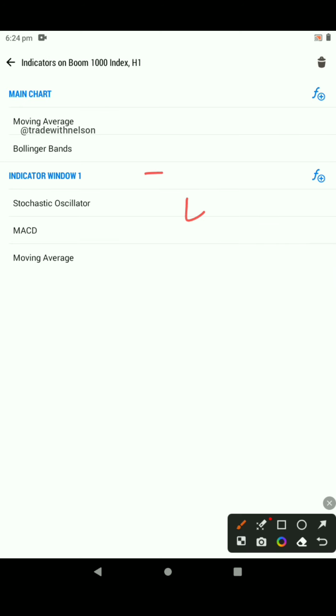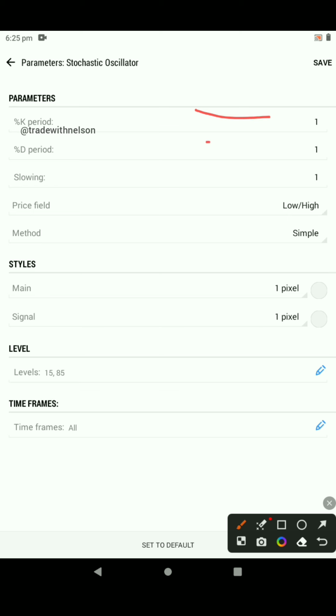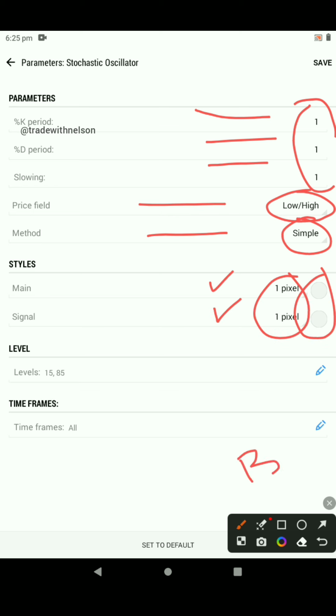For the stochastic oscillator, click on this F icon on the main chart. Scroll down a bit. This is stochastic oscillator. Click on that. Make your K period, D period, and slowing 1. Price field, make it low/high. Method, simple. Main style and signal style, make it 1 pixel and select the color of your background. If your background is black, select black. If it is white, select white. As you can see, I am selecting white.